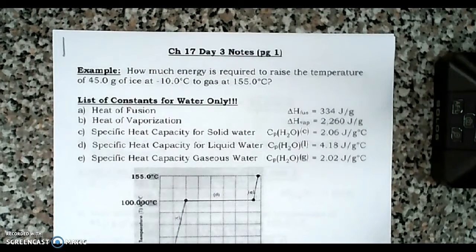The question at the top, it says, here's the example. I'm just going to read it first and explain everything that's going on. It says here, how much energy is required to raise the temperature of 45 grams of ice? Remember, ice is solid water. It is a crystal. It's at negative 10 degrees Celsius to gas at 155 degrees Celsius. So I'm going to explain how this all works out.